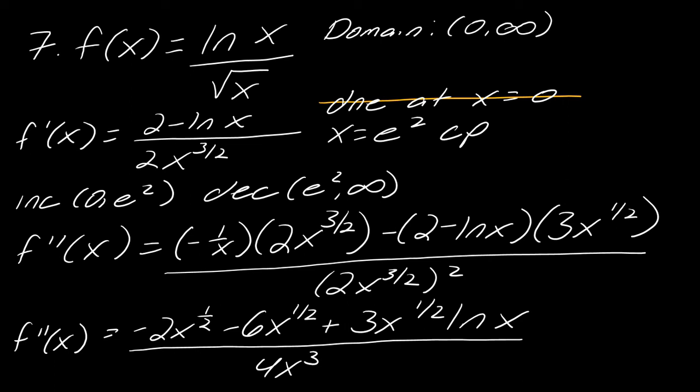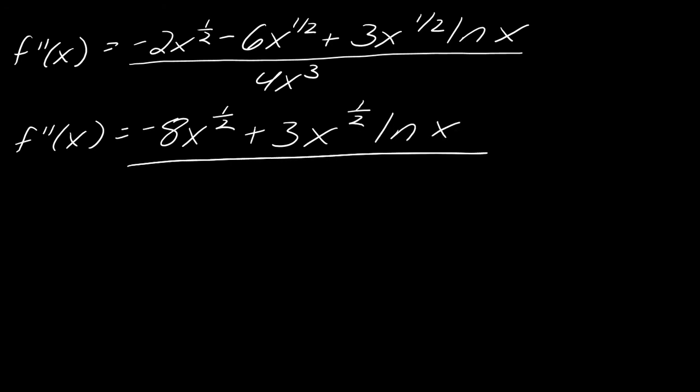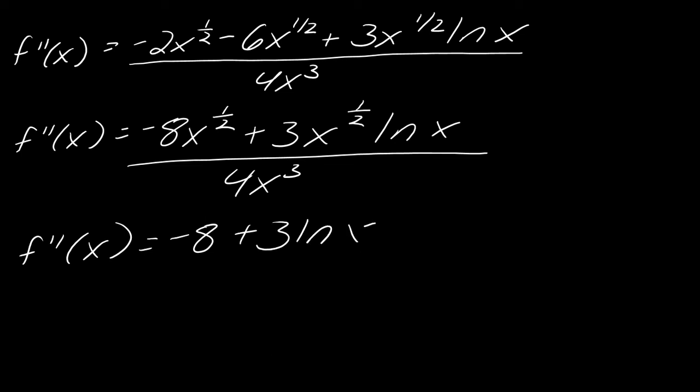Okay, and so now you'll notice, maybe I'll just simplify this one step farther. Let me make some more space. All right, so if I simplify this one step farther, I get negative 8x to the 1/2 plus 3x to the 1/2 times the natural log of x over 4x cubed. So you'll notice I have x to the 1/2, x to the 1/2, and then x down here. So I can cancel out a factor of x to the 1/2, so that's what I'm going to do. So this becomes f double prime of x equals negative 8 plus 3 times the natural log of x.